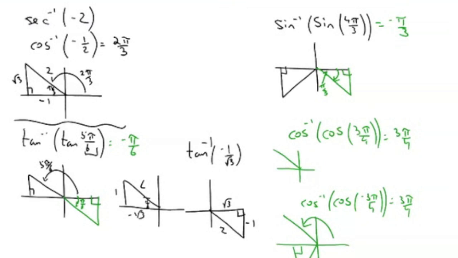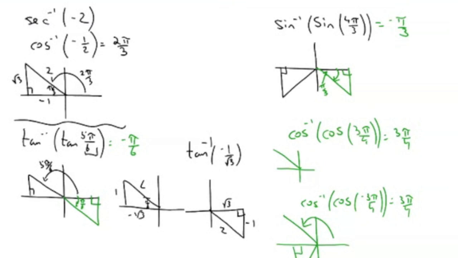Can I draw it? If we do 11 pi over 6, it's this way. The reference angle, of course, is pi over 6. But when you do sine inverse, it's defined here, not wrapping around. So the only way to do it is to come backwards. So it would be negative pi over 6, because your answer has to be between negative pi over 2 and pi over 2.